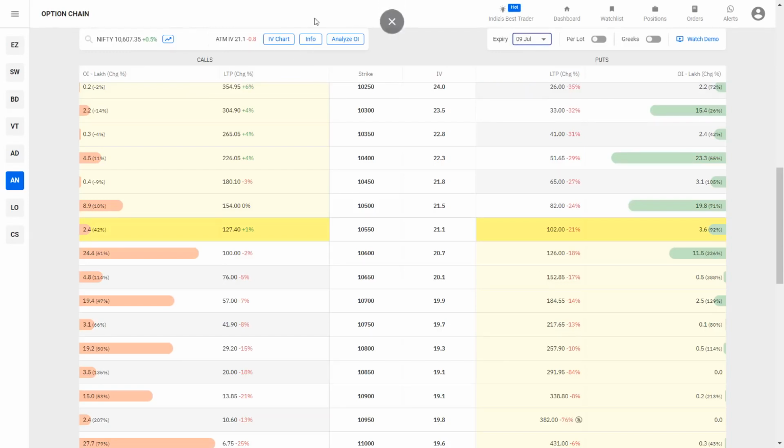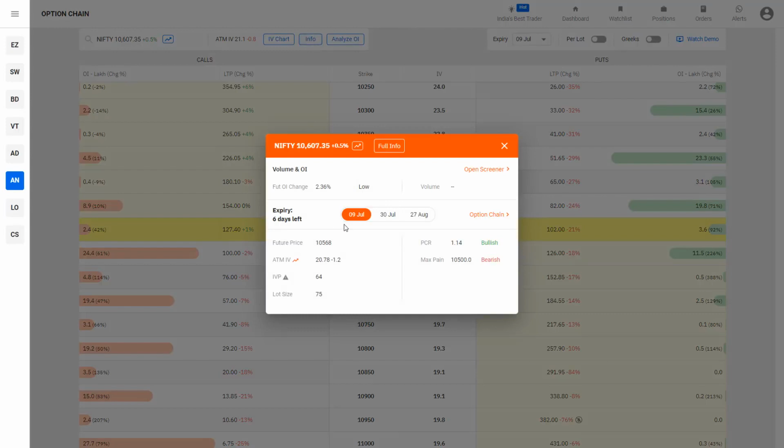So let's first answer the question, where do I get this PCR from? That's very simple. In Sensibull's option chain, you see this info button. You click on this, you will see the PCR here. So you can see it here, right? It says PCR 1.14, it is bullish. So Nifty right now looks bullish purely looking at PCR.